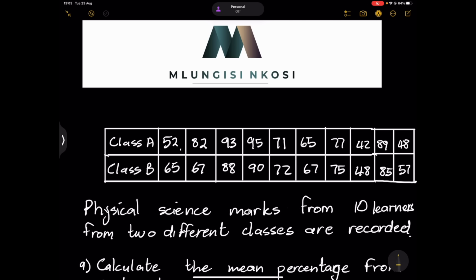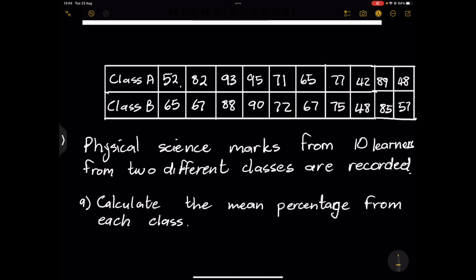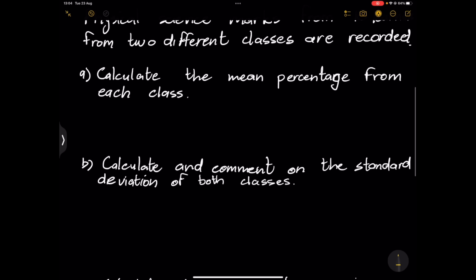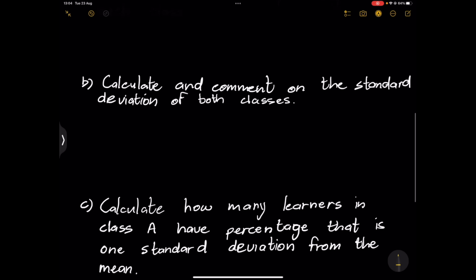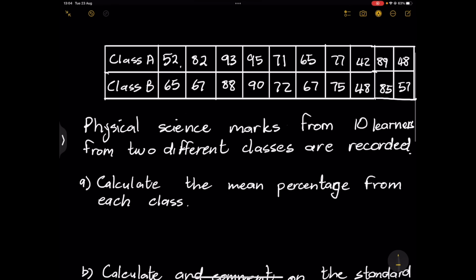All right, now let's take an example together. So we're given data values there for class A and class B. They say physical science marks from 10 learners from 2 different classes are recorded, right? So what they want us to do firstly is to calculate the mean percentage from each class, and then to calculate and comment on the standard deviation, and finally to calculate how many learners from class A have a percentage that is 1 standard deviation from the mean. Right, so here are our data values.